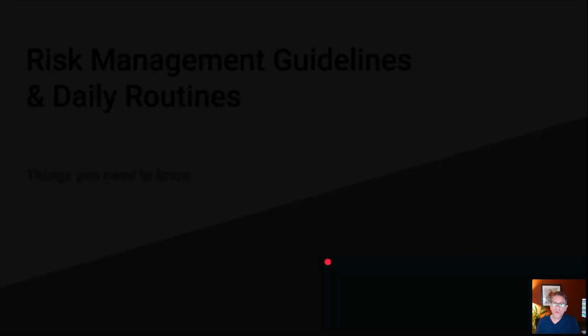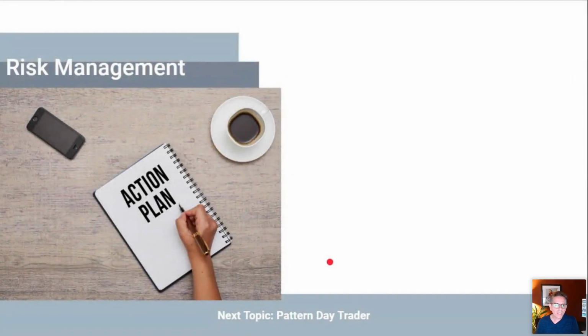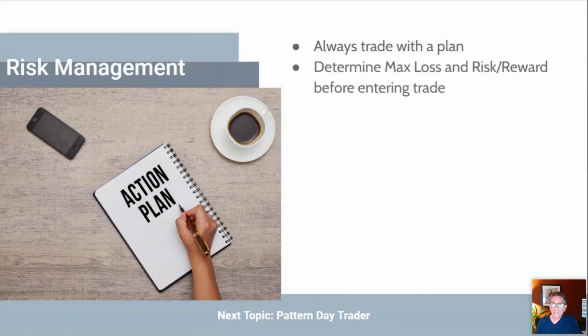All right, so let's talk real quick about some guidelines that I use for risk management. Number 1, you first always want to have a plan, and it should include exit criteria, trade size, composition, etc. Secondly, you want to determine your max loss, and we talked about that, and risk reward.